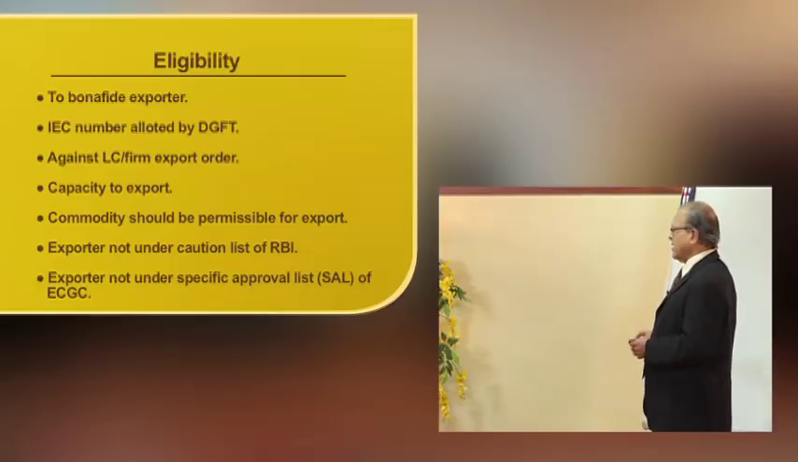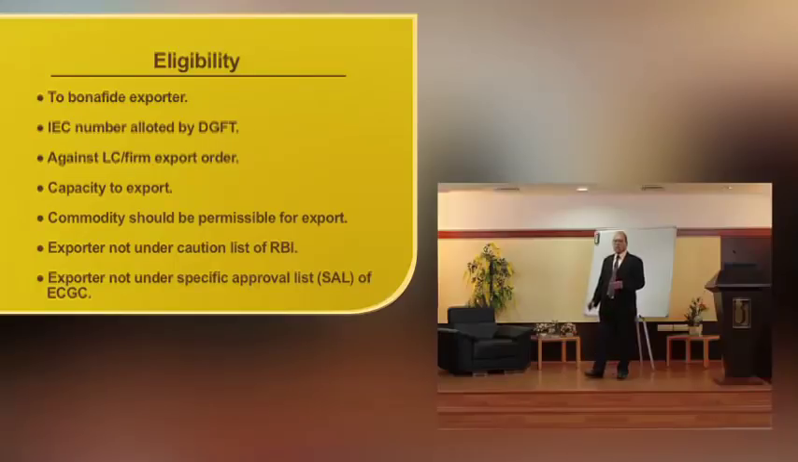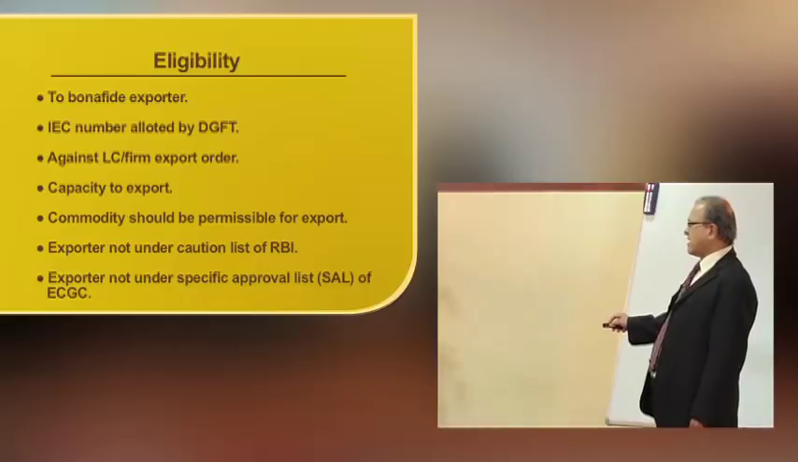Very important. Then the commodity should be permissible for export. You remember, no? When we talked about FTP, that is Foreign Trade Policy, we said goods could be banned, restricted or freely permissible. So goods have to be permissible for export. And this is something very unique. Exporter should not be under the caution list of ECGC or Reserve Bank of India.